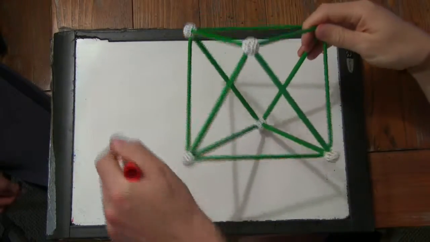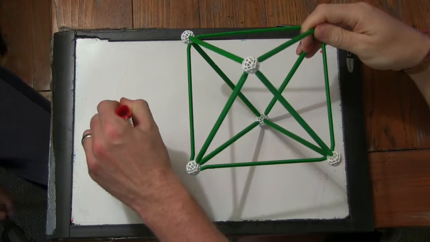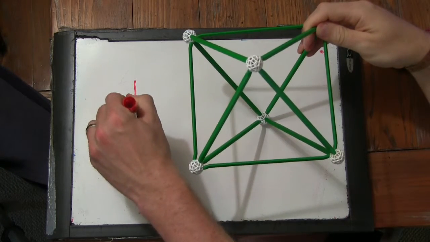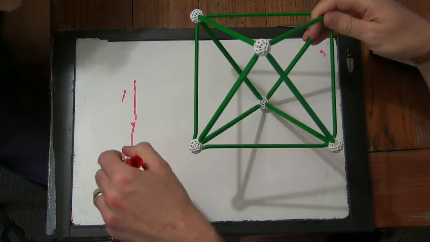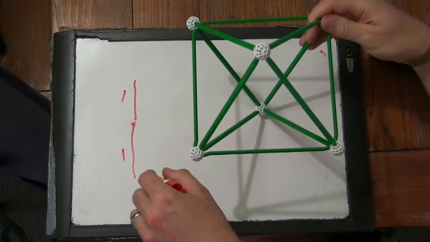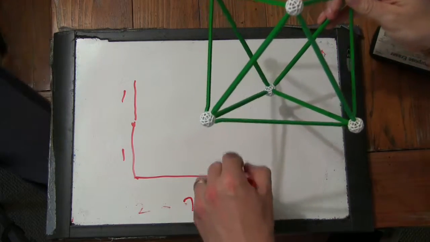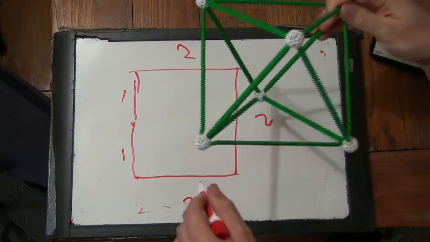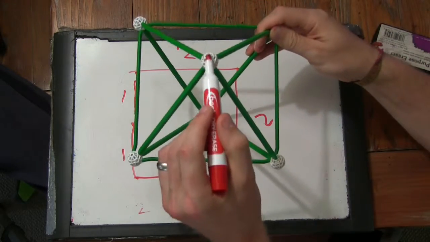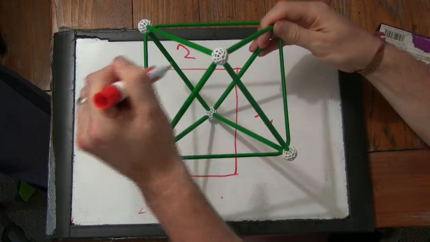Okay, so if we pick the origin to be this point, it's going to go up 1 and down 1 from there. And then it's going to go over 2, up 2, and 2. Okay, and then we're going to have to try to figure out where this point is so that we can find what the vector is that goes from the origin to that point.